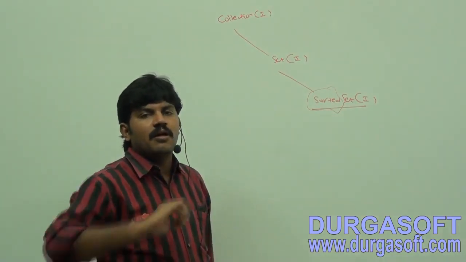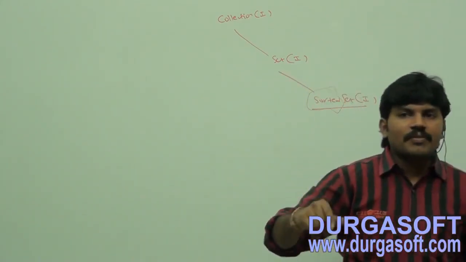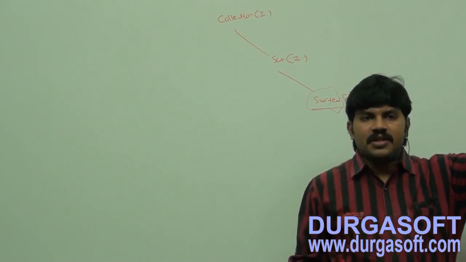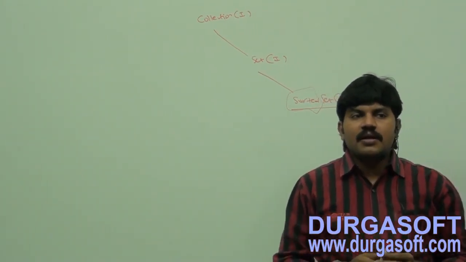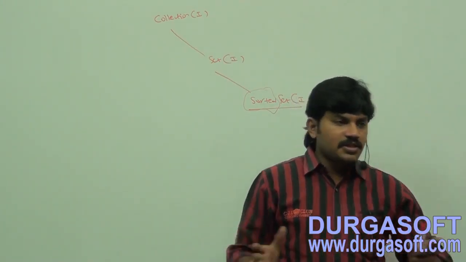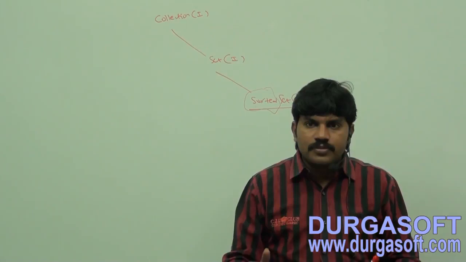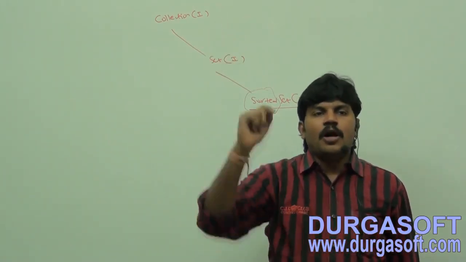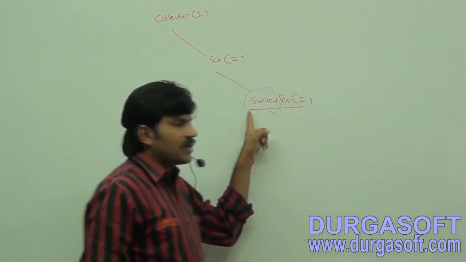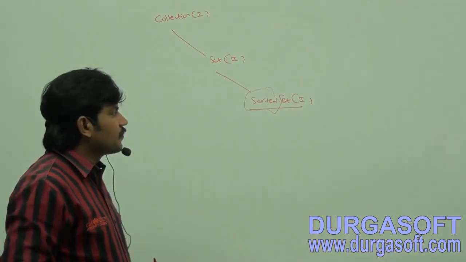Can you please insert all student objects according to roll number or alphabetical order of names? Or can you please insert all employee objects according to ascending order of their employee IDs? Or all integer objects according to ascending order? Or all string objects according to alphabetical order? How you can implement sorting for individual objects is the concept of sorted set, right? Clear?